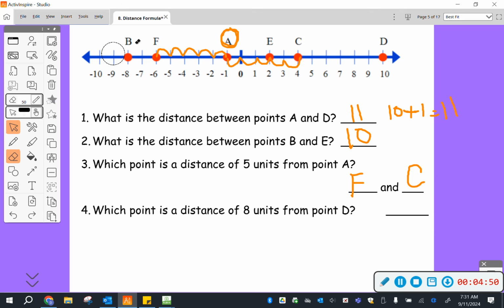Last but not least, it says which point is a distance 8 units from D. Now, can I go right from D? Like you could, but are there any letters on this problem? No. So let's go back. 1, 2, 3, 4, 5, 6, 7, 8. E is my answer. Perfect.